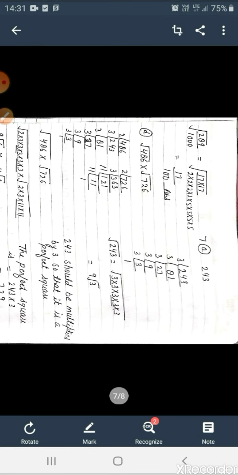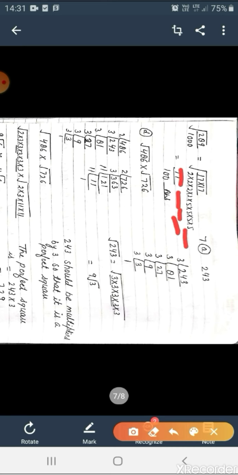So the root of 289 upon 10,000 is equal to root of 17 multiplied by 17 upon 2 multiplied by 2 multiplied by 2 multiplied by 2 multiplied by 5 multiplied by 5 multiplied by 5 multiplied by 5. 17 will come out, and from each pair, 2 multiplied by 2 and 5 multiplied by 5, one comes out. So 2 2s are 4, 4 5s are 20 and 20 5s are 100. So 17 upon 100 will be the square root of 289 upon 10,000.